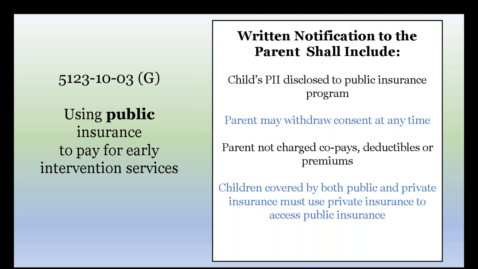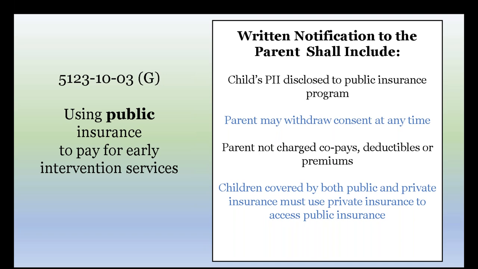Now, the intent of this form has not changed. This is a consent form. We do need the consents. With the public insurance, the early intervention program shall provide written notification to the parent, which includes that the child's PII, personal identifying information, will be disclosed to the public insurance program for billing purposes, that the parent has the right at any time to withdraw consent, that the parent will not be charged co-payments, deductibles, or premiums for using public insurance, and that children covered by both public and private insurance must use their private insurance first in order to access their public insurance.